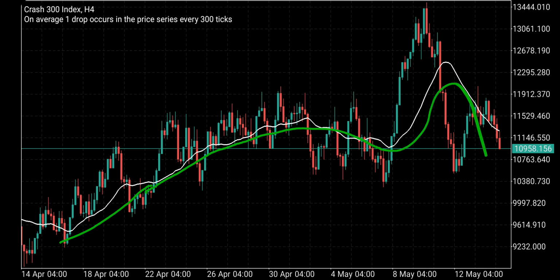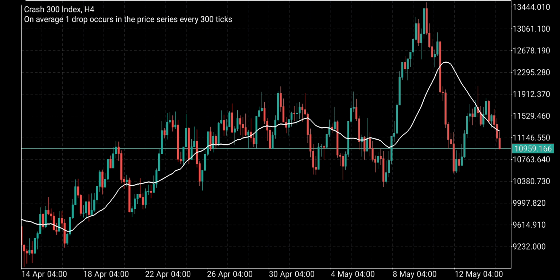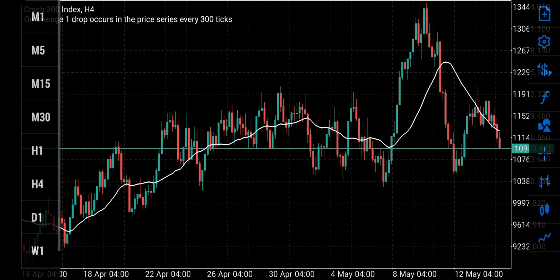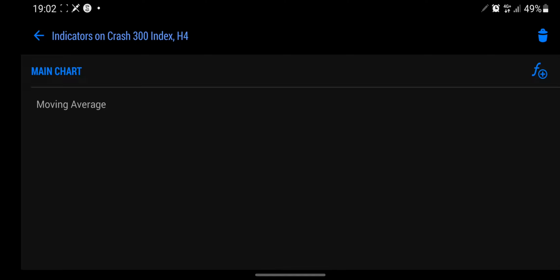Now let's go ahead and add one more moving average. That is how I like to use it. Of course, if you're using average 20 alone to analyze the market, you might not get what you want. You might end up losing most of your trades and blowing your account. So click on F button, then we click on plus, this F plus right here.